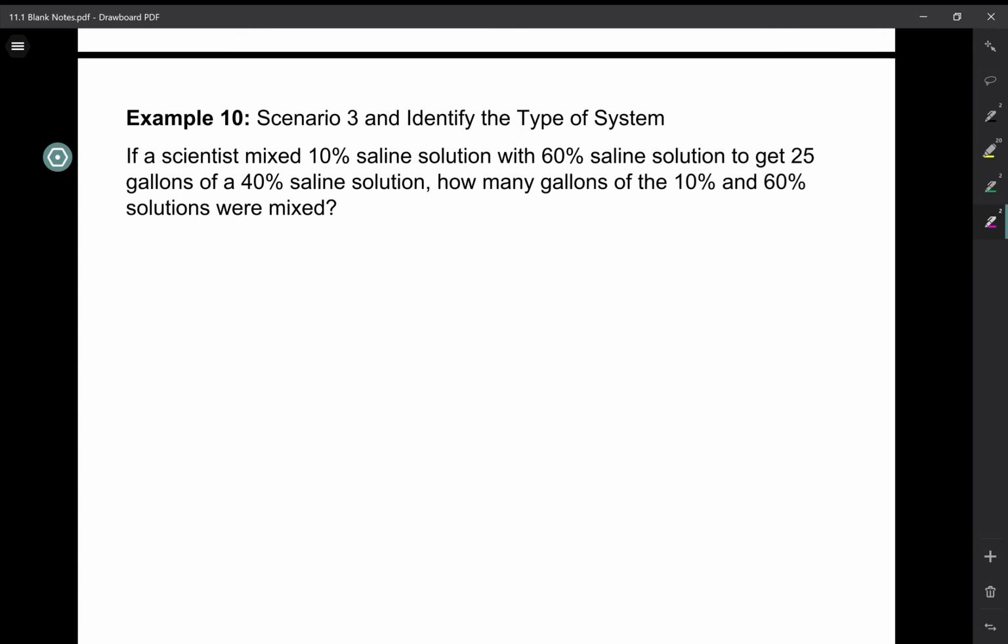There's so many numbers in here, it does get a little confusing. We're just going to go slow and work our way through it. So the first thing we need to do is we know he's mixing a 10% saline solution with a 60% saline solution. And in the end, he's ending up with a 40% saline solution. So he's taking a solution that isn't very much saline with one that has a lot of saline to get something kind of in the middle. All right. So the question being asked is how many gallons of the 10% and the 60% were mixed? So let's make those our variables. I'm going to use X for the amount of 10% used.